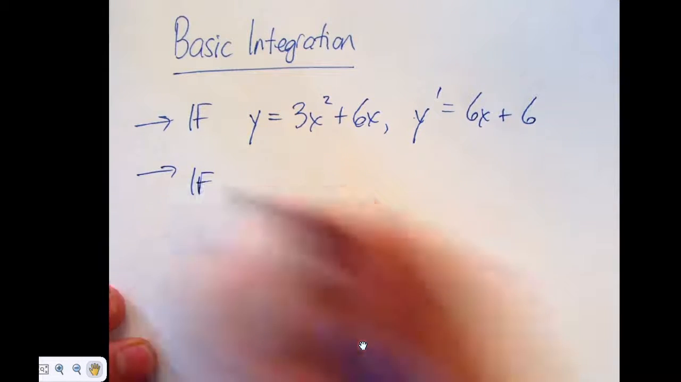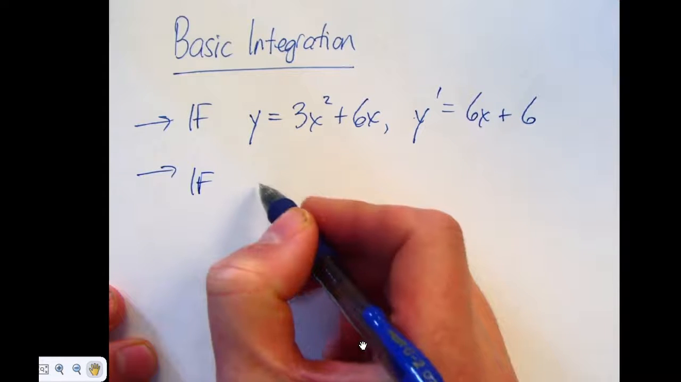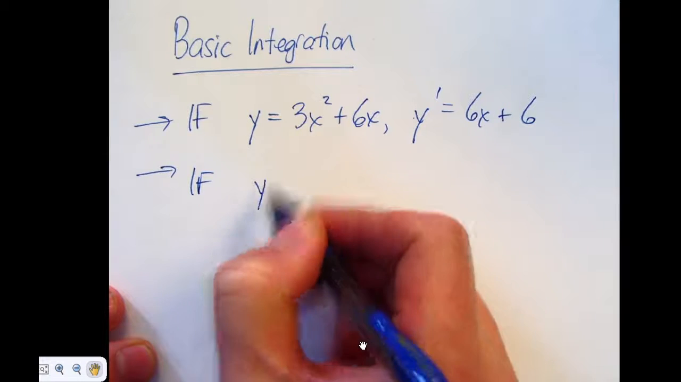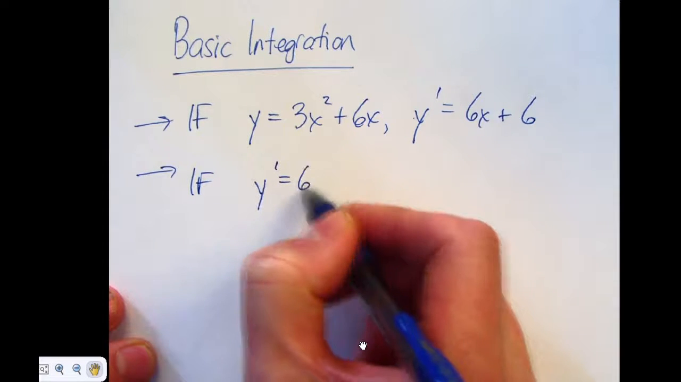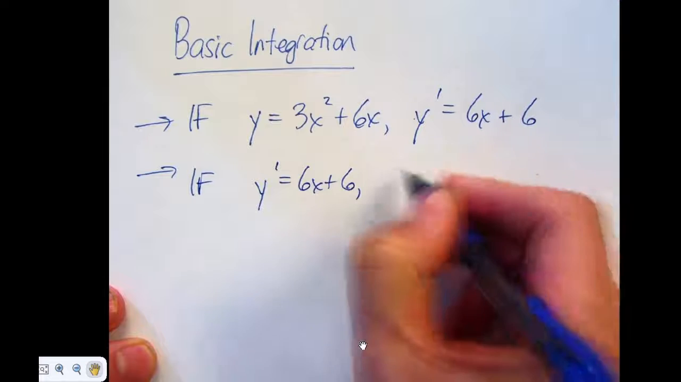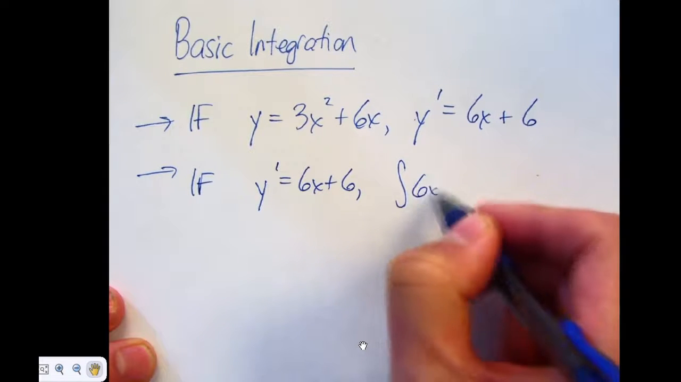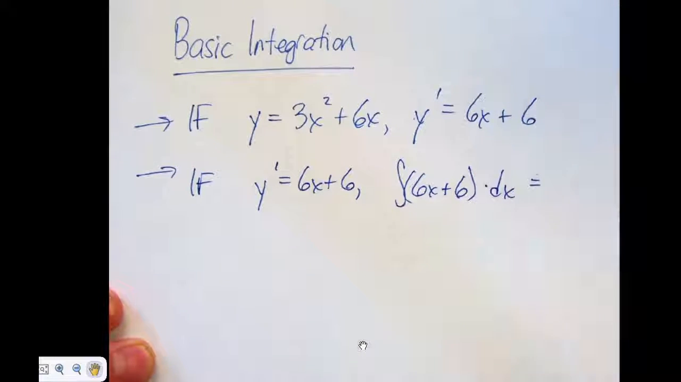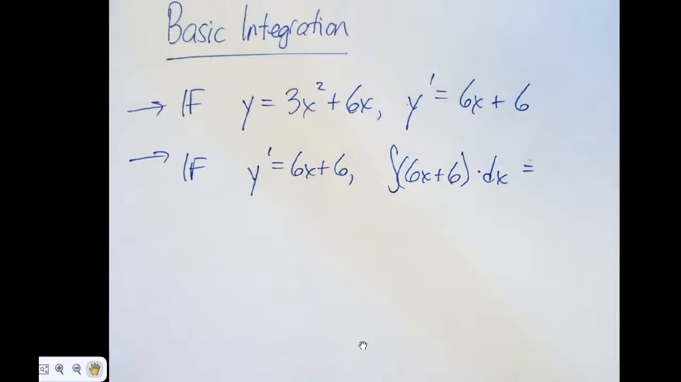The opposite of that, just to get the notation down, if y prime equals 6x plus 6, the integral of 6x plus 6 times dx. So it's an s that's stretched out. The s is short for sum, because you're adding things up technically. I spend far too much of my time trying to make really good looking integral signs. So it's kind of fun.